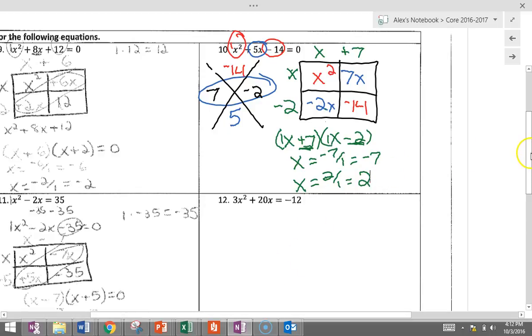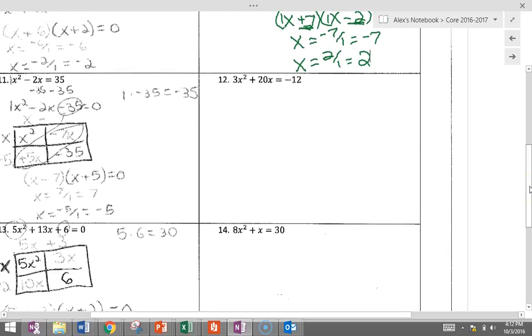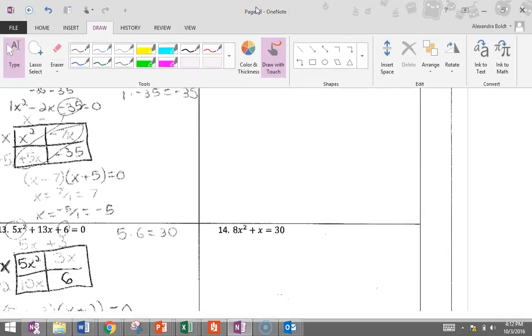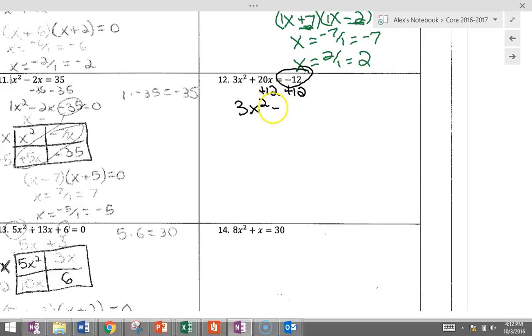Alright, looking at number 12. Number 12 is 3x squared plus 20x equals negative 12. So anytime we don't have a 0 here, I have to fix that. Anytime we have something on the other side of our equation. So in order to get rid of that negative 12, I'm going to add 12 to both sides. So now I have 3x squared plus 20x plus 12 equals 0. Right? We want it to be equal to 0.